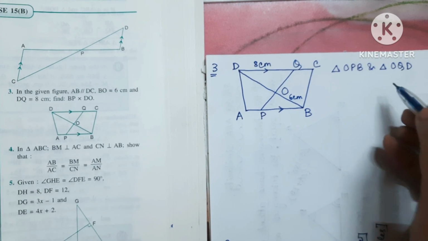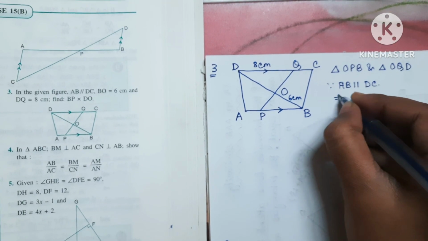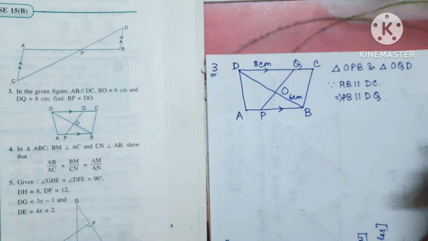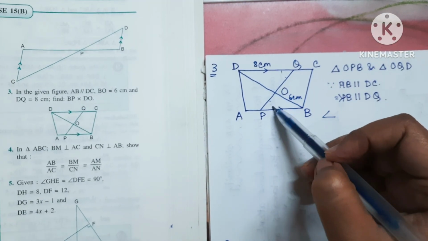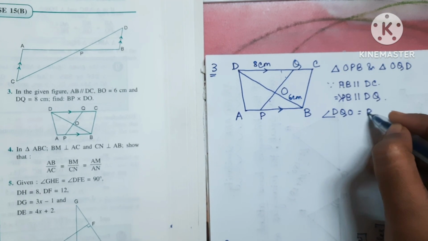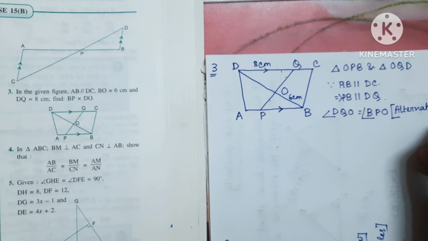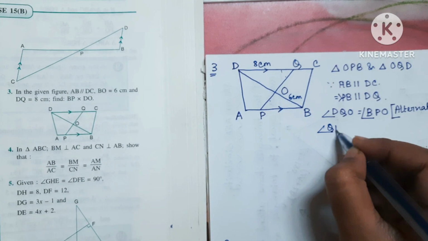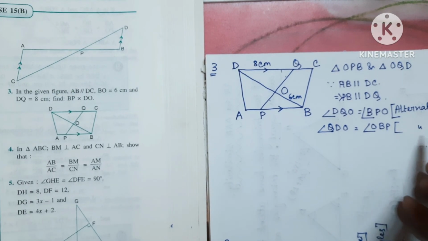One thing I just want to tell you. Since AB is parallel to DC, that means PB is parallel to DQ. Now in these two triangles, this angle is equal to that angle. Why? Alternate angles. So angle DQO is equal to angle BPO, alternate angles. And for the same reason, angle QDO is equal to angle OBP, also alternate angles.